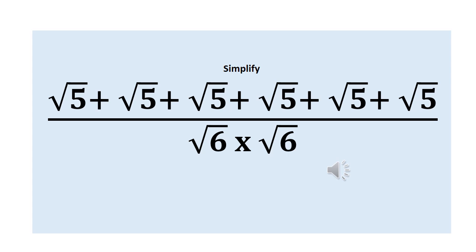So we have some questions to treat together. The first one is: simplify root 5 plus root 5 plus root 5 plus root 5 plus root 5 plus root 5, all over root 6 times root 6.